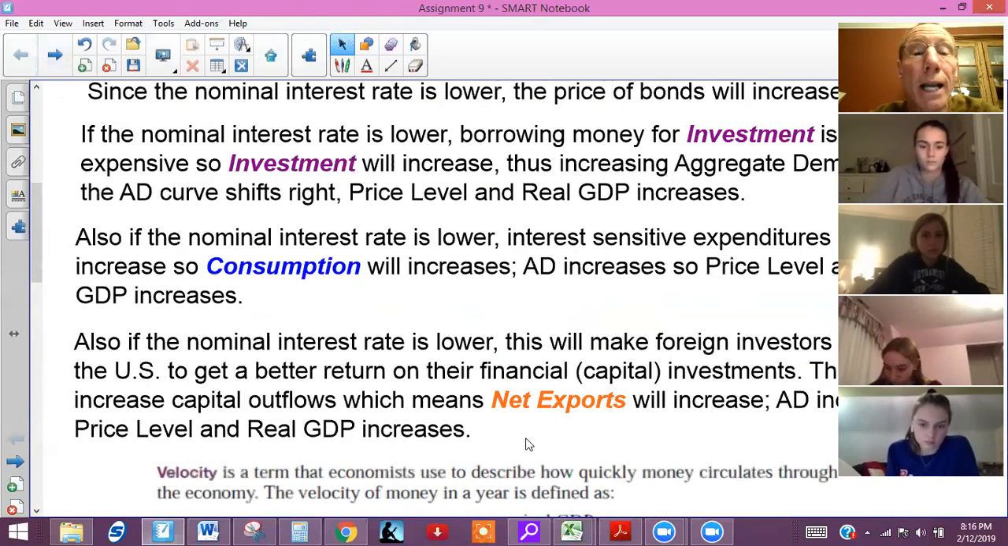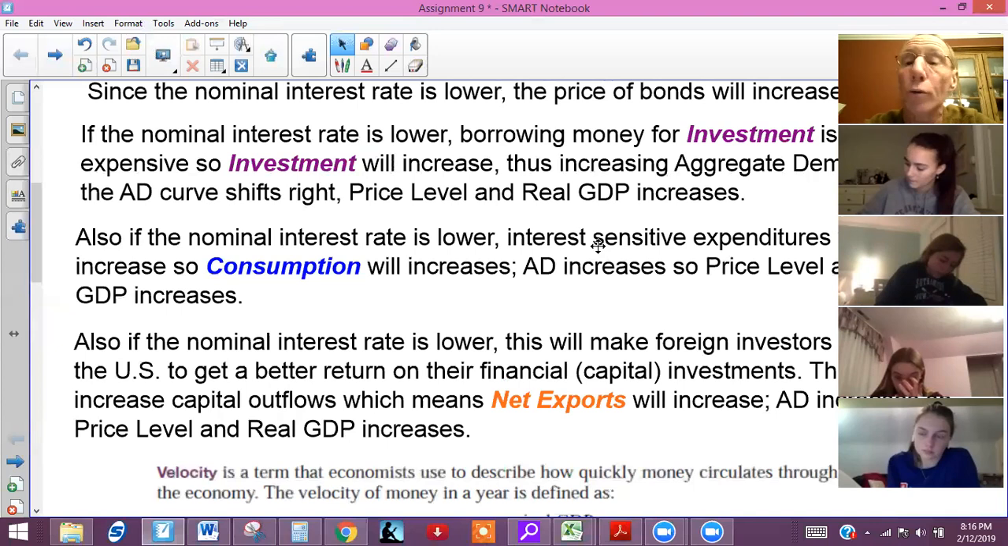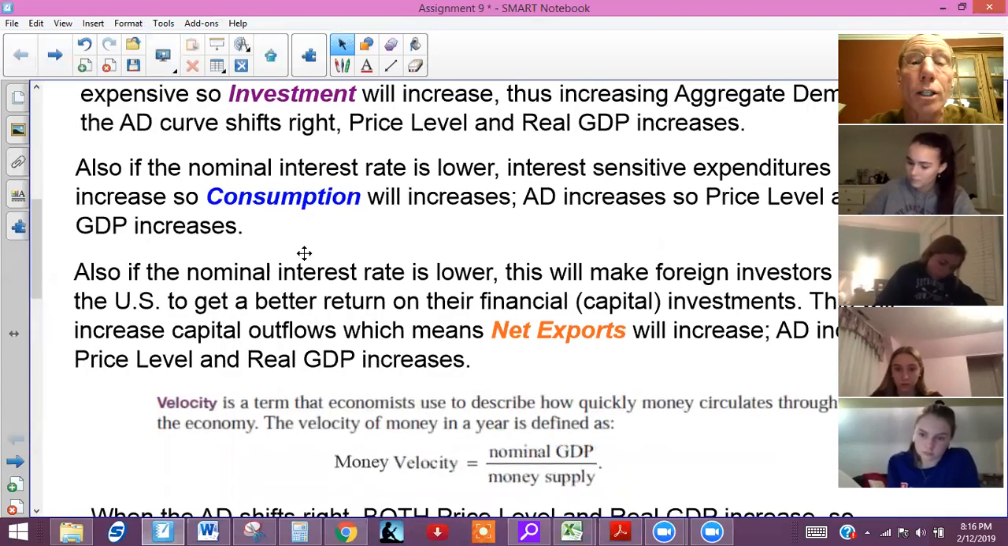Also, if the nominal interest rate is lower, people are going to consume more with their credit cards. They're going to buy more things where they have to pay interest, because now the interest isn't as high. So that also is going to increase aggregate demand, shift it to the right. So price level and real GDP both increase.